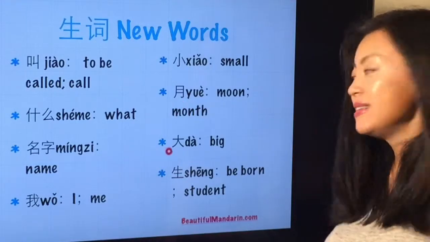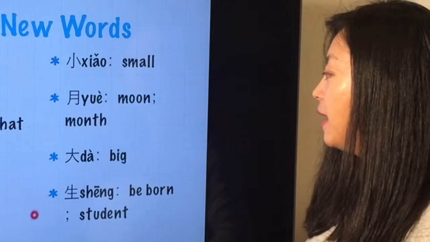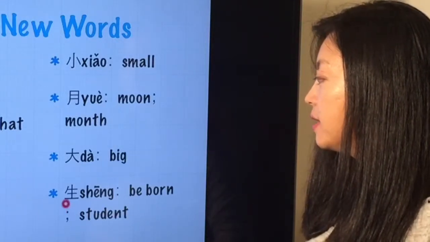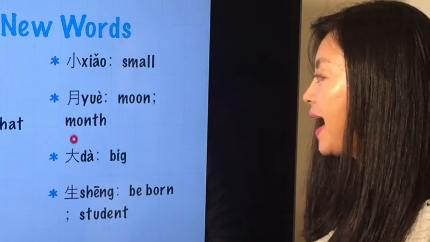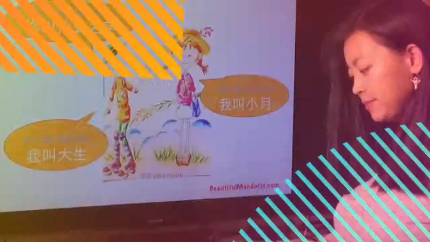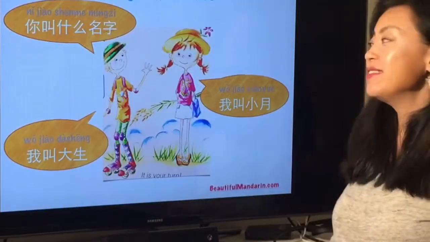大, big. And this one 生. So in this lesson, 大声 is a name. 大声 is a boy's name. Now let's see the conversation.